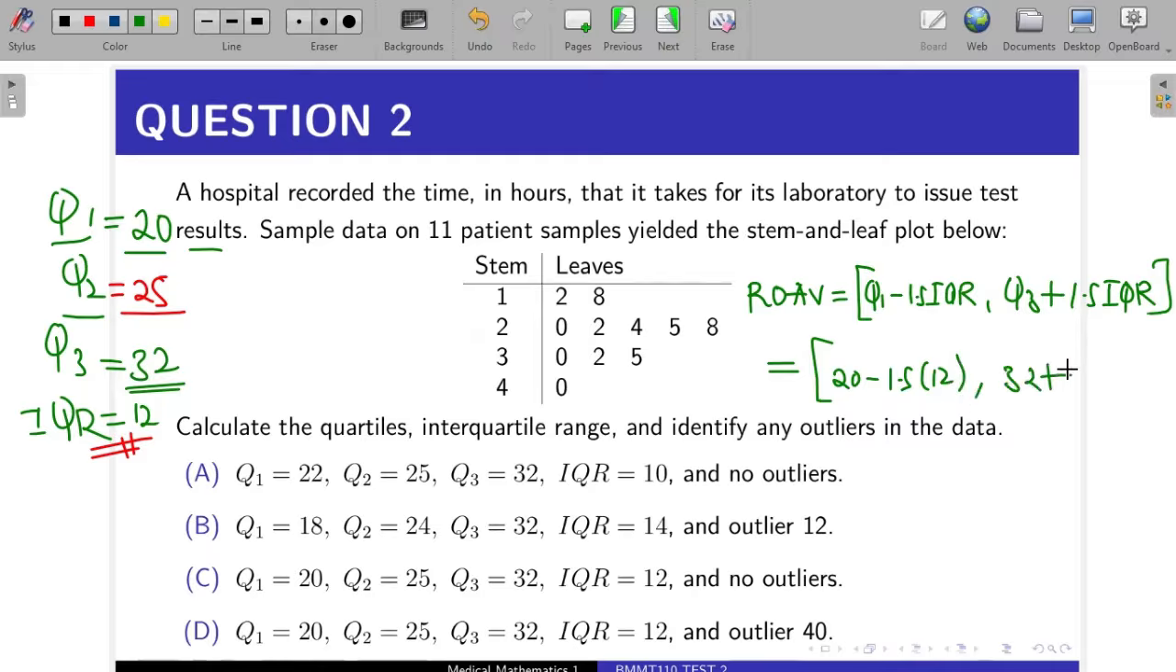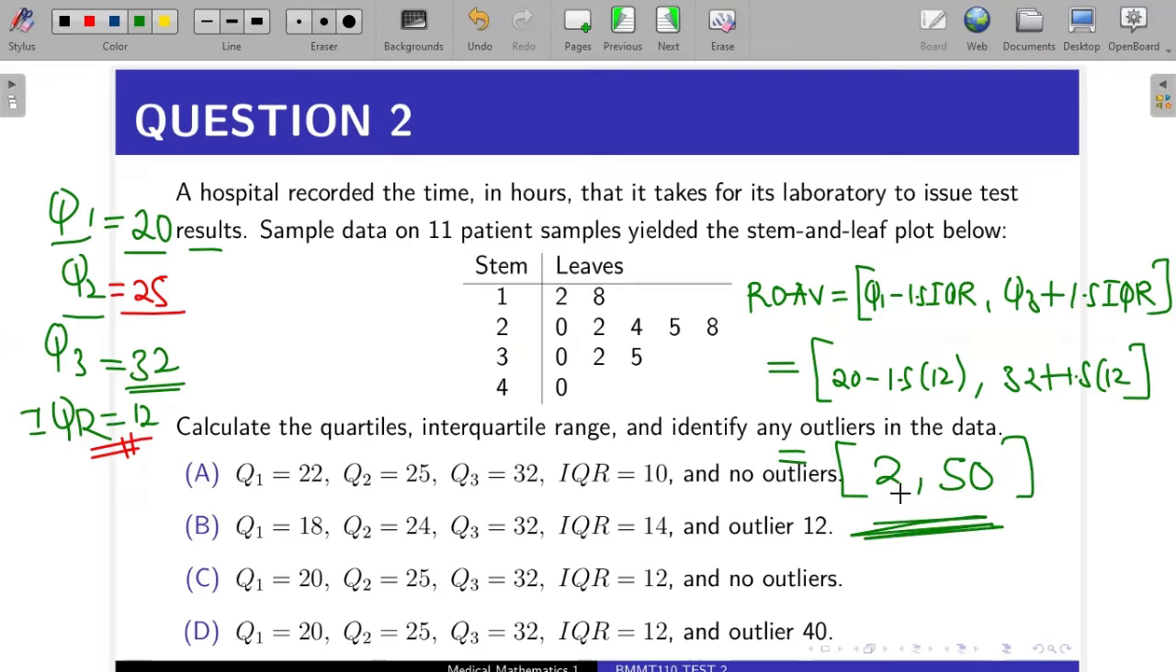Okay, so when I do this on my calculator, 20 minus 1.5 multiplied by 12, what do I get? Okay, so 20 minus 1.5 multiplied by 12, I get 2. So 2, comma. And then on the other side, I have 32 plus 1.5 multiplied by 12. So I get 50. So this is the range of accepted values.